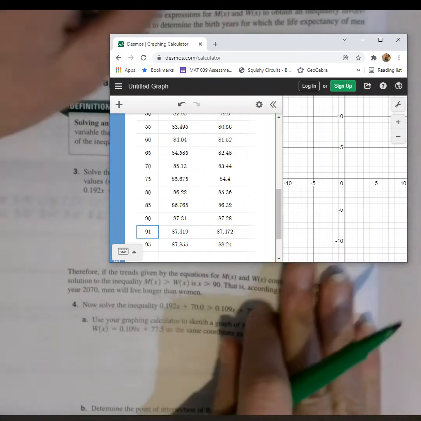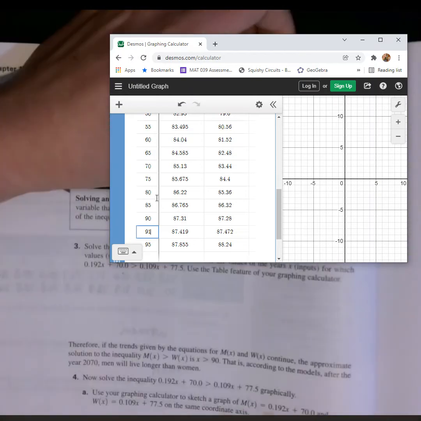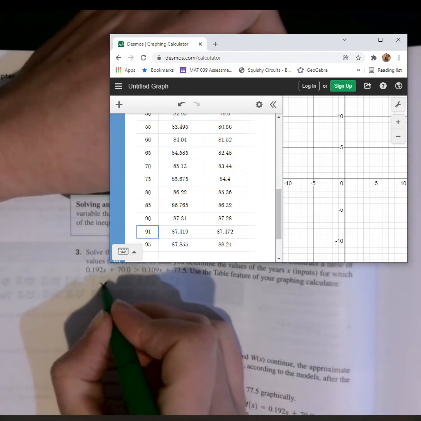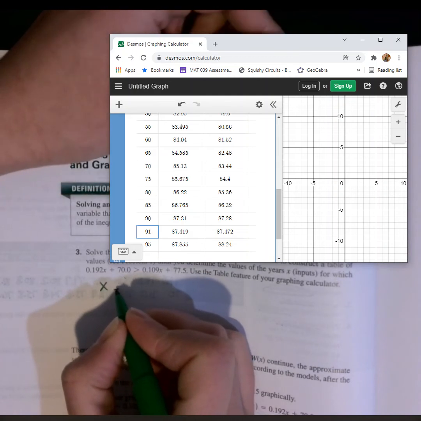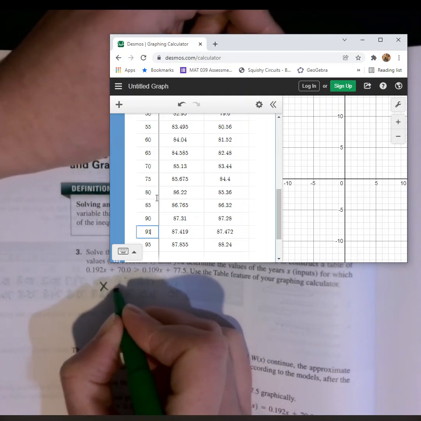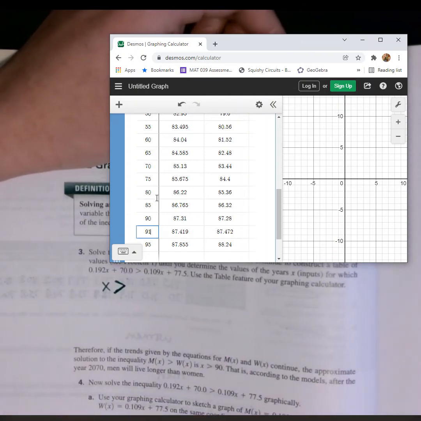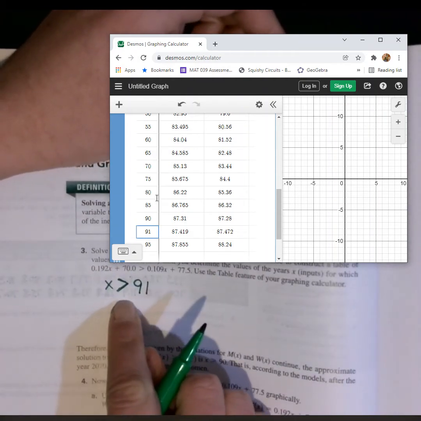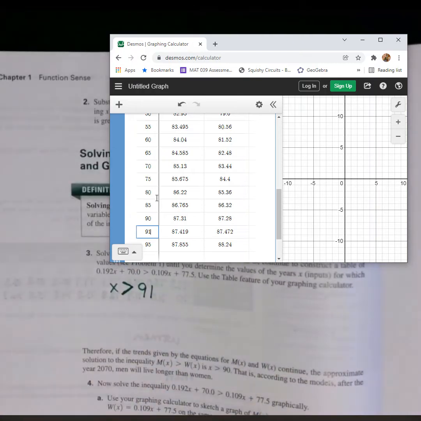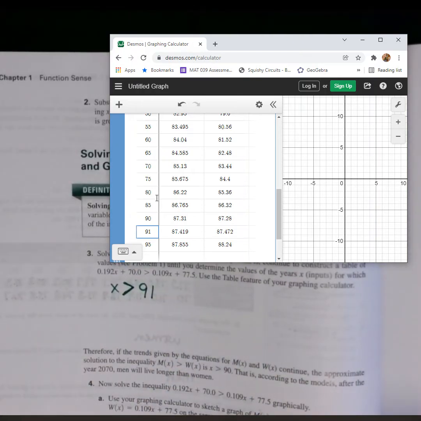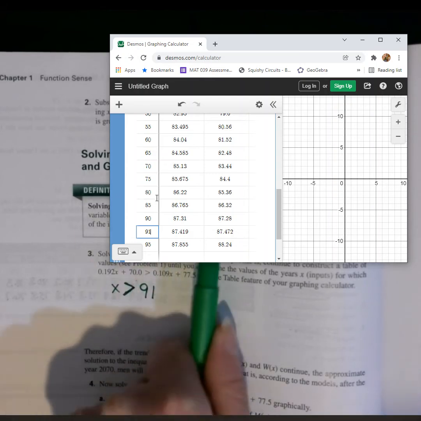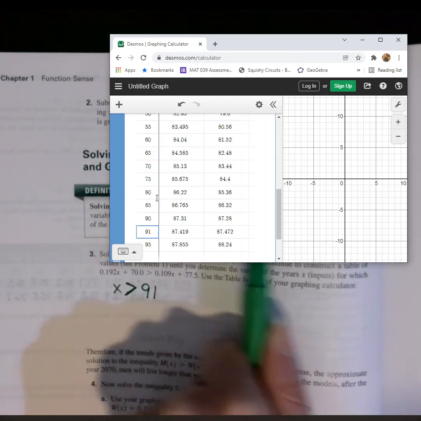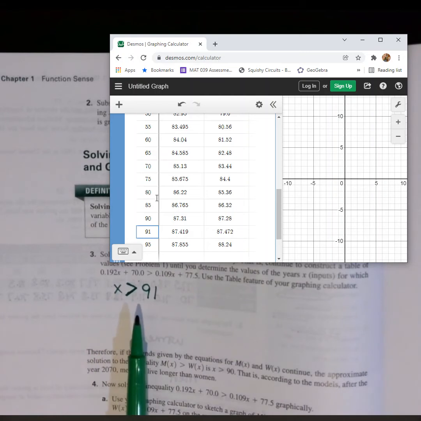So we can estimate that the solution for x is going to be, well, not equal to, but any value that is greater than 91. Any x value greater than 91, the men's life expectancy is going to be higher. So it certainly is greater than the women's for 91 and for 95 and for any year after. So not just when are they equal, but when does the life expectancy for the men get larger than that of women, for any x value bigger than 91. Okay, so that's my estimate.